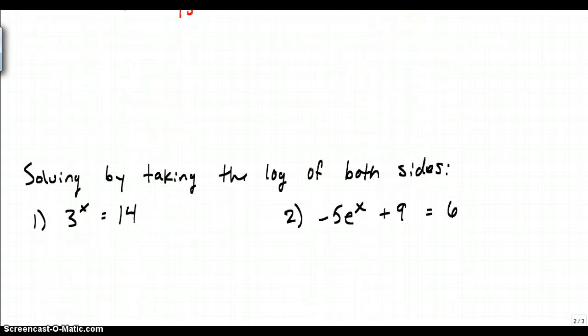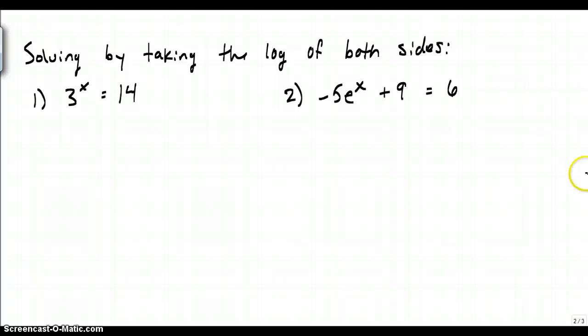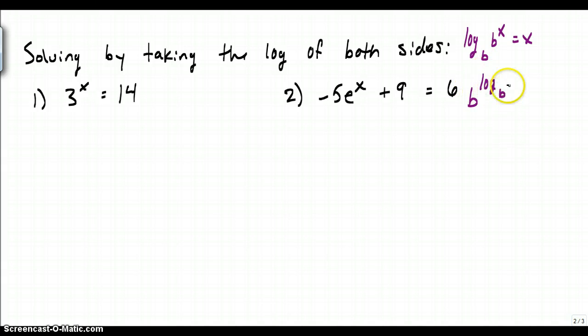Alright, so next we're going to look at solving equations by taking the log of both sides. It might seem crazy, but just like you can divide both sides by 2 or square both sides or take the square root of both sides of the equation, as long as you do the same thing to both sides of the equation, it really doesn't matter what you do. We're going to be using our inverse properties here, so you need to keep those in mind. That is to say that log base b of b to the x equals x, and b raised to the log base b of x power also equals x.